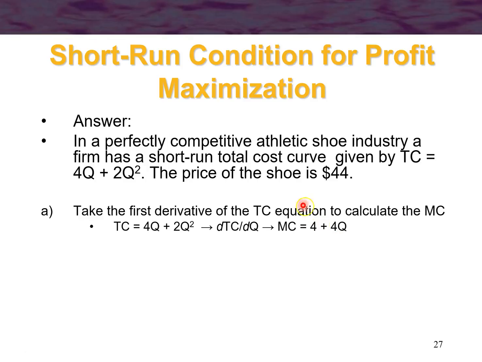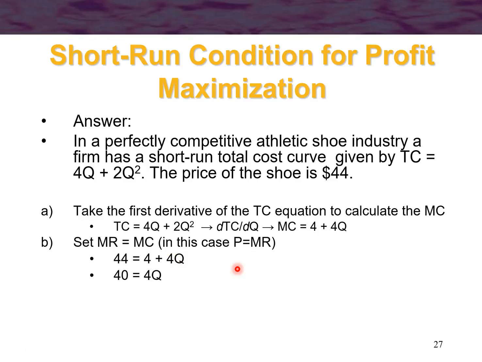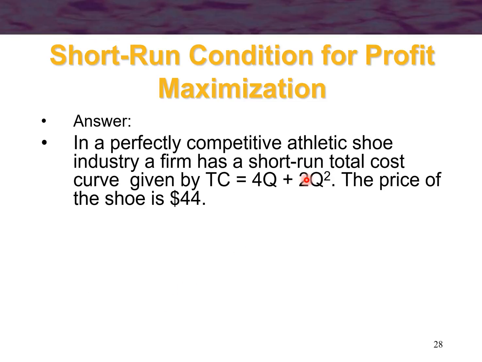Now all we have to do is set marginal cost equal to marginal revenue, and that's 44 marginal revenue equal to marginal cost, and we solve for q. So we just subtract 4 from both sides, and then divide by 4 on both sides, and we get q equals 10. That's how much we produce. Well, since we have q and we have price, we can figure out total revenue.